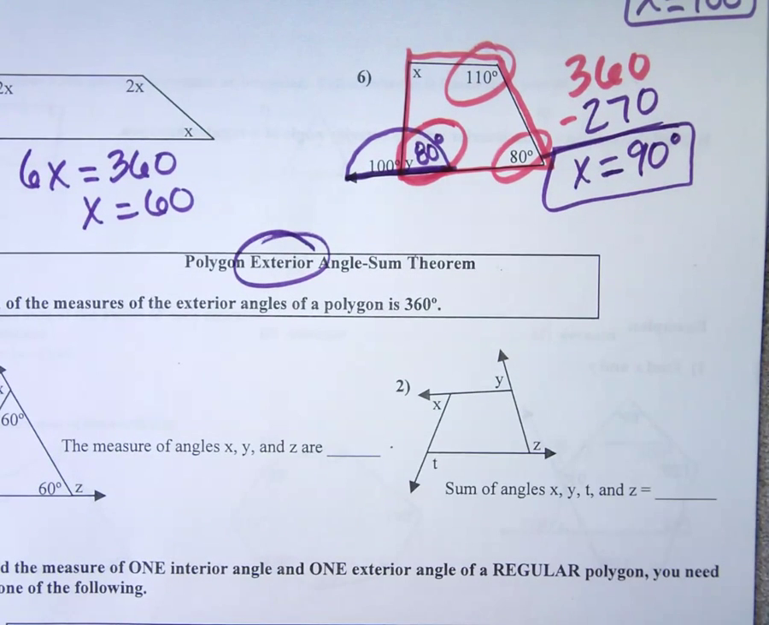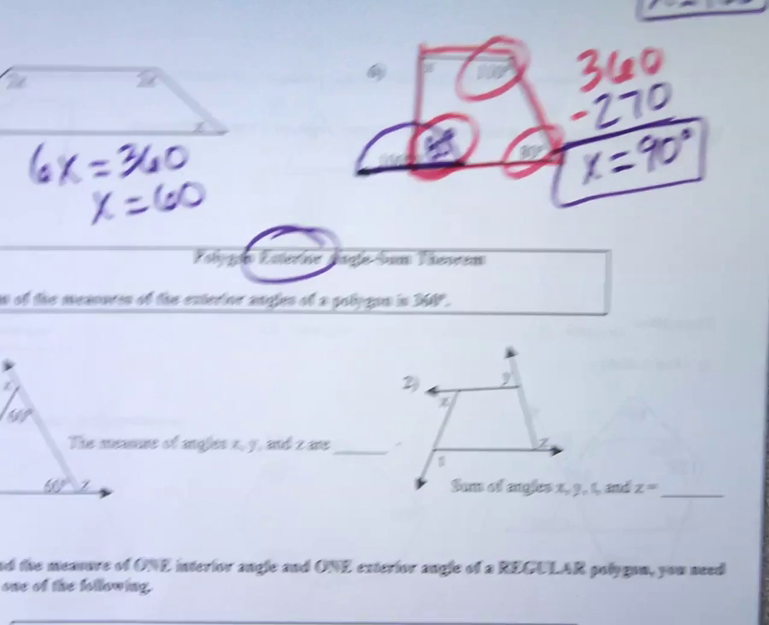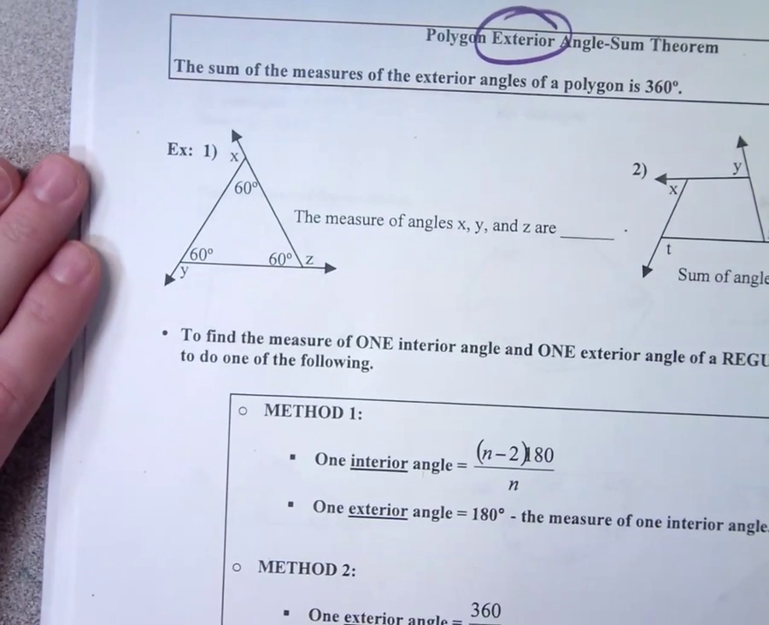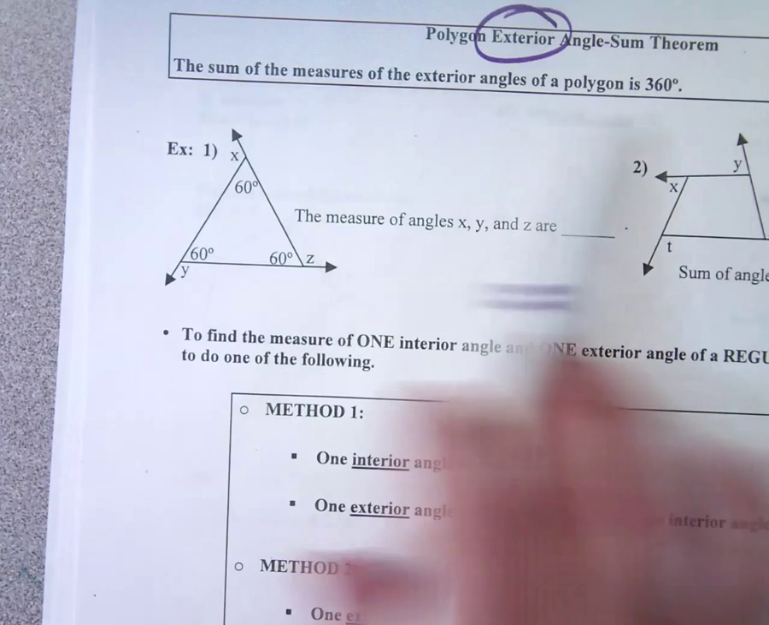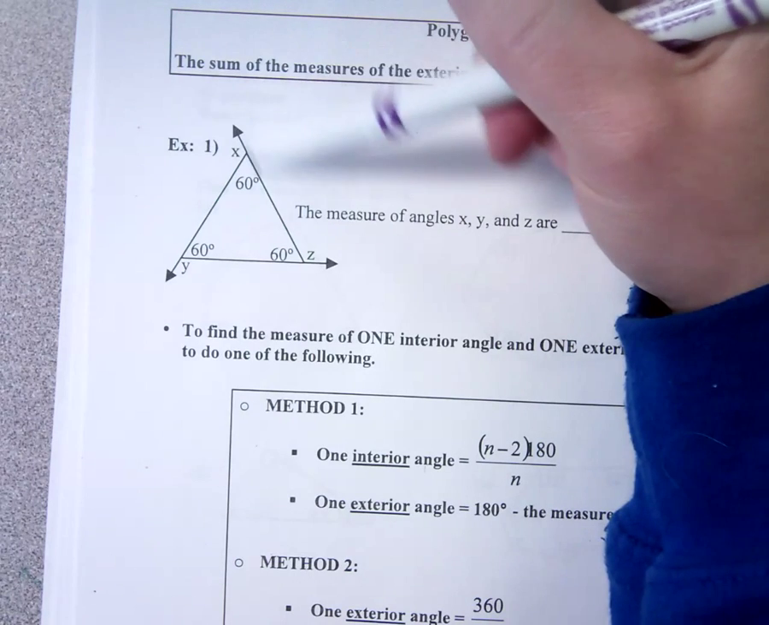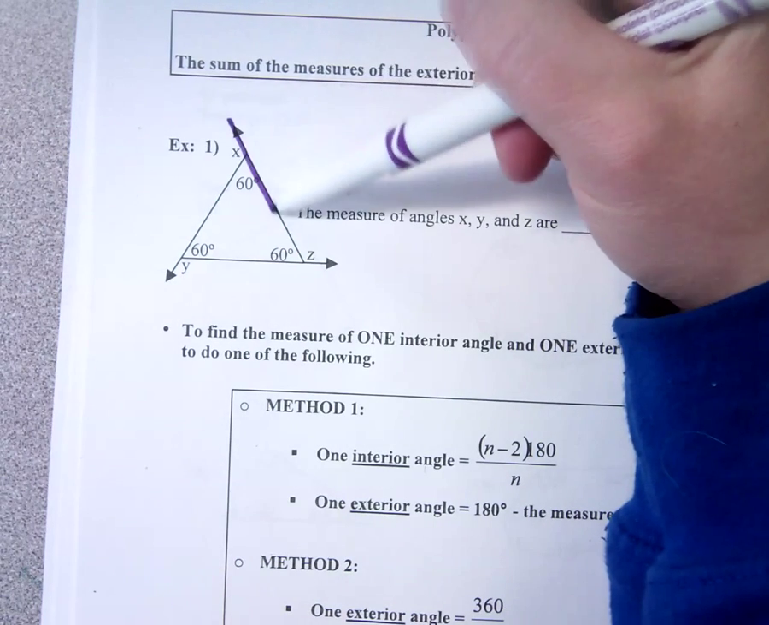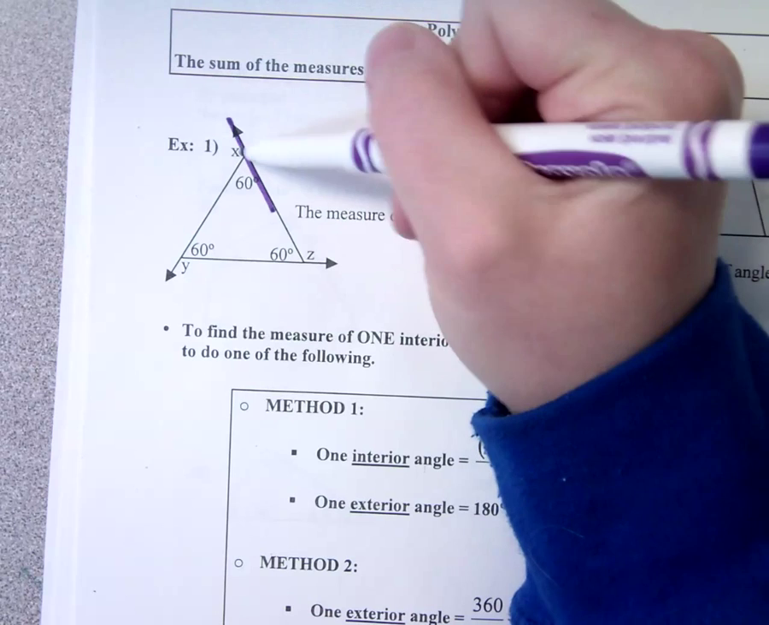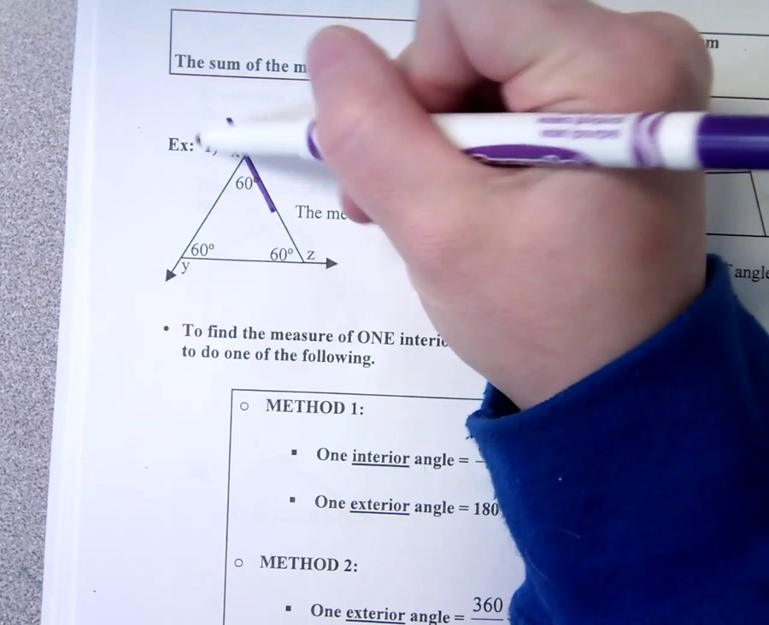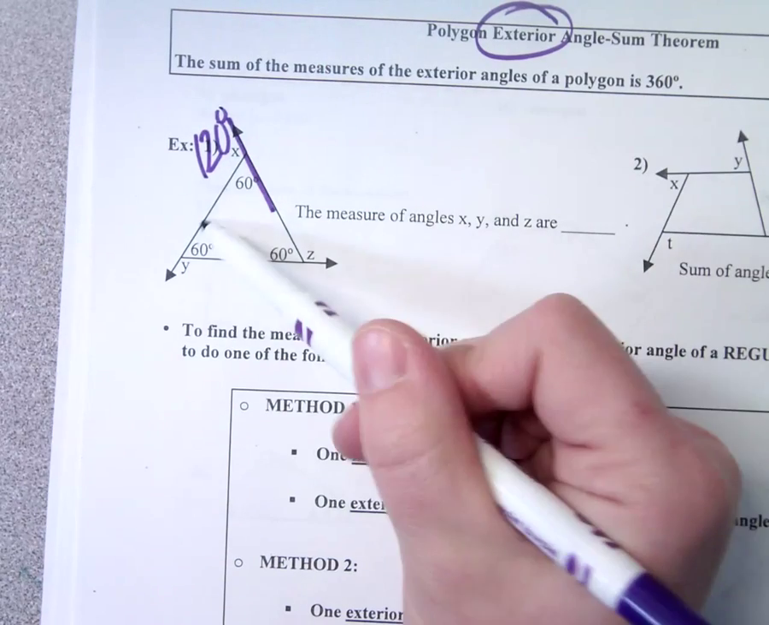So now I want to talk about exterior for a second. What is exterior? Angles on the outside. So I just want to show you why it says what it says in that box right there. What would you know x to be if x and this 60 are on this straight line? Well, the two together add up to be 180, so x would be 120.